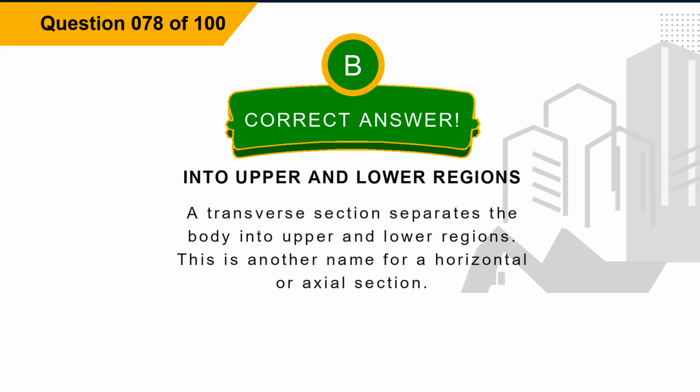The correct answer is option B, into upper and lower regions. Explanation. A transverse section separates the body into upper and lower regions. This is another name for a horizontal or axial section.